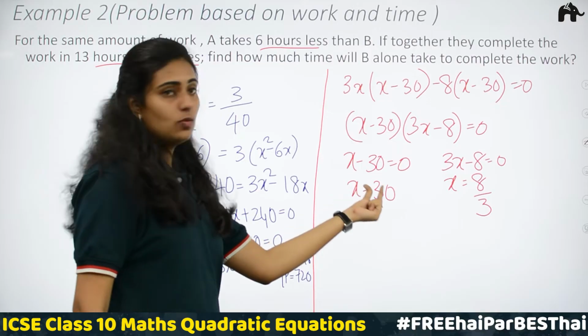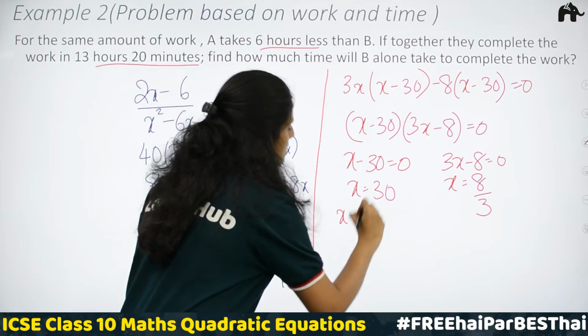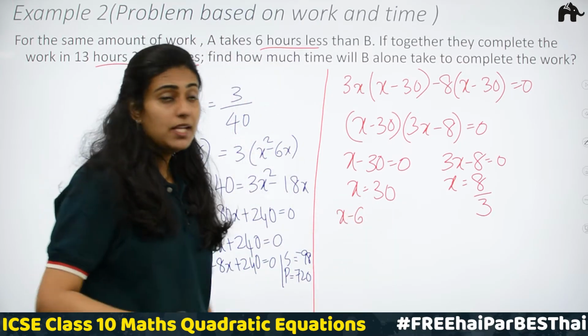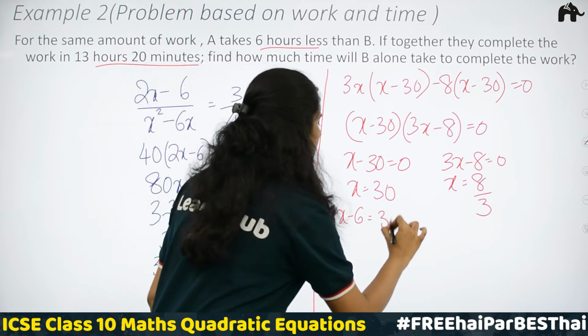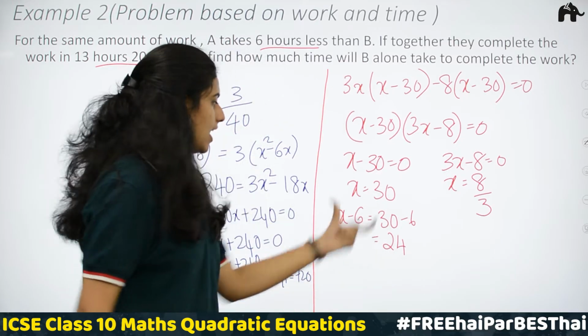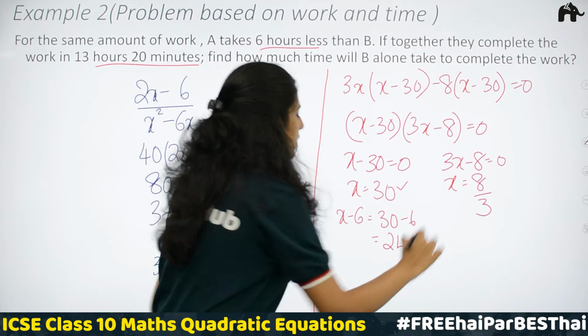If x is equal to 30, then what is x minus 6? X minus 6 is the time taken by A alone. X minus 6 will be equal to 30 minus 6, that is equal to 24. These values are acceptable. If x is equal to 30, x minus 6 can be 24.